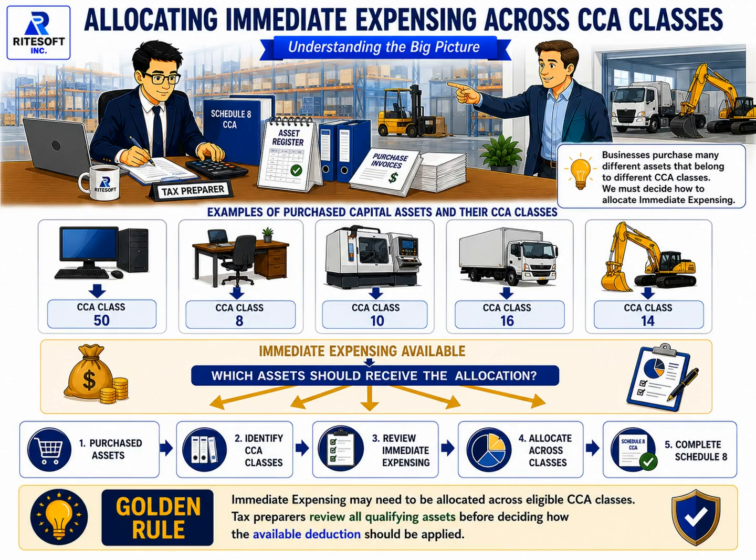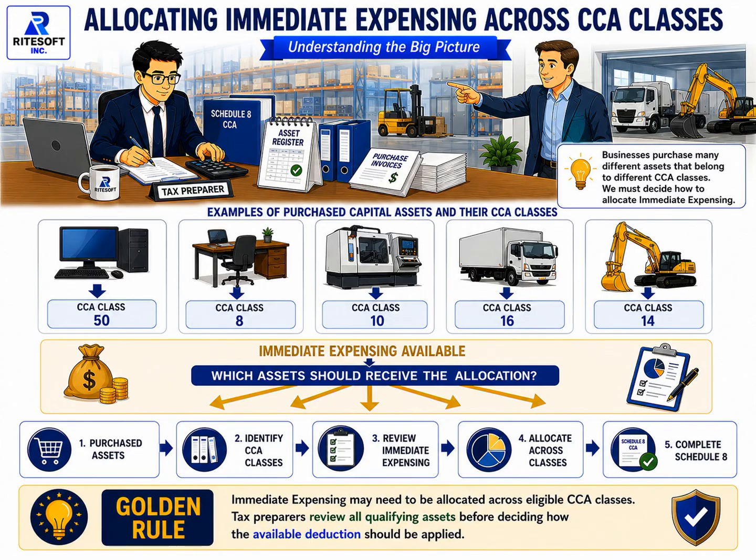When a corporation purchases several capital assets during the same year, those assets often belong to different Capital Cost Allowance, or CCA, classes. For example, the business may purchase computers, office furniture, manufacturing equipment, delivery vehicles, and construction equipment all in the same taxation year. Each of these assets belongs to its own CCA class, and each class is tracked separately on Schedule 8.